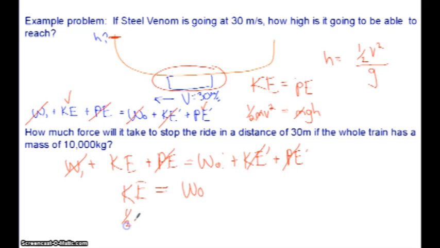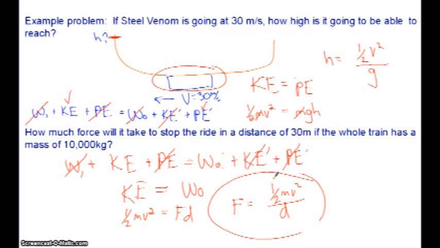Kinetic energy, again, is 1/2 mv squared. Work out is force times distance. And we're given the distance, we're solving for the force, so rearranging for the force: force equals 1/2 mv squared, in this case, over the distance. Now again, this equation is not one that applies to all situations. You always have to go back and look at the law of conservation of energy to know whether or not these apply.